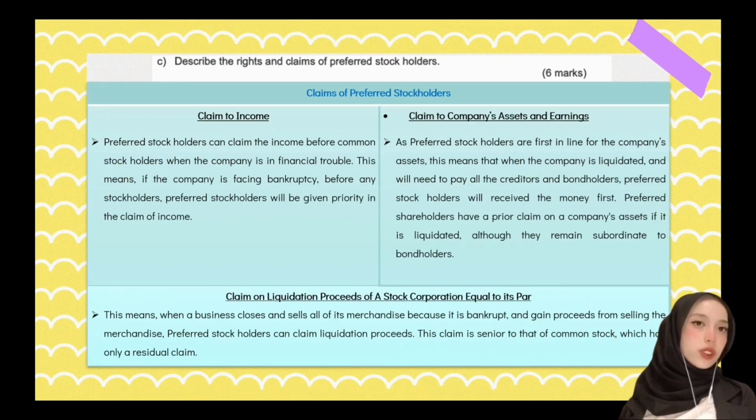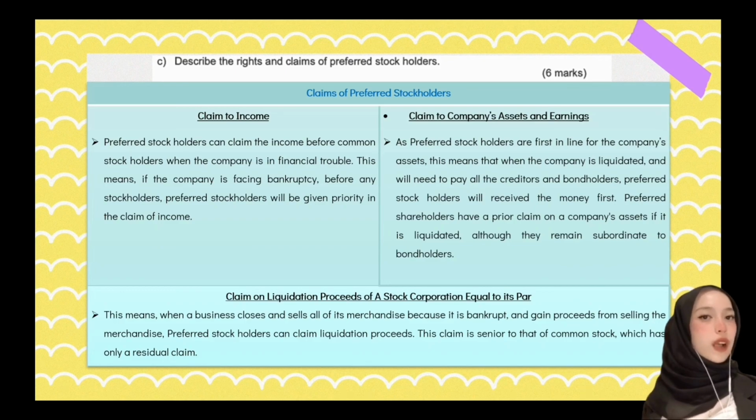Moving on to the claims of preferred stockholders. Firstly, claim to income. Preferred stockholders can claim the income before common stockholders when the company is in financial trouble. This means if the company is facing bankruptcy, preferred shareholders will be given priority in the claim of income.